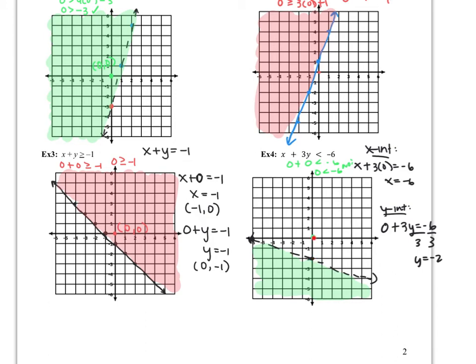Again, I chose my origin, which meant I replaced x and y with 0, which created this inequality 0 is less than -6. That is not true, which means the origin is not part of my solutions. So I shaded below.